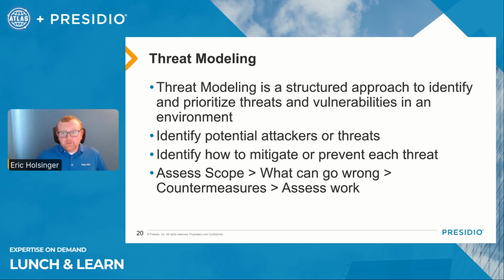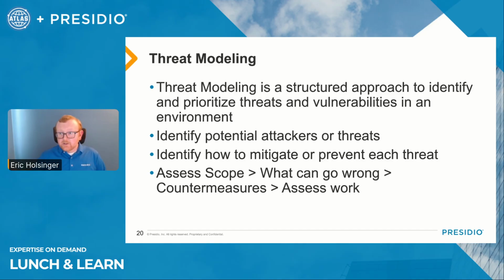So then we can look at threat modeling. So threat modeling is a structured approach to identify and prioritize threats and vulnerabilities in an environment. And this helps you identify potential attackers and threats, and helps you identify how to mitigate or prevent your threats. So basically the concept goes, you assess the scope: how much of your environment are you protecting, what aspects of your environment are you protecting, what can go wrong, who has your data, who wants it, what can they do with it, how can they get it out. So basically putting on that hacker hat and thinking, if I wanted this data, how would I get it out?